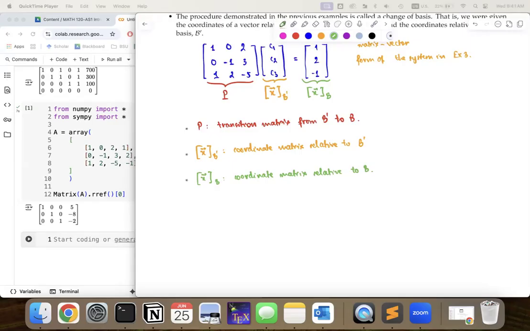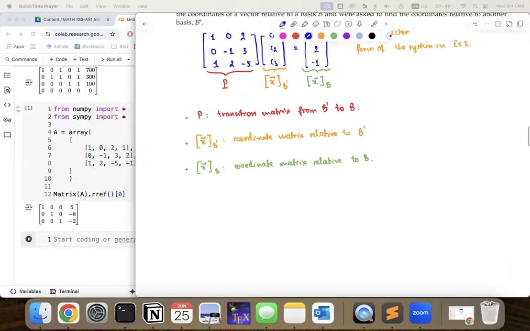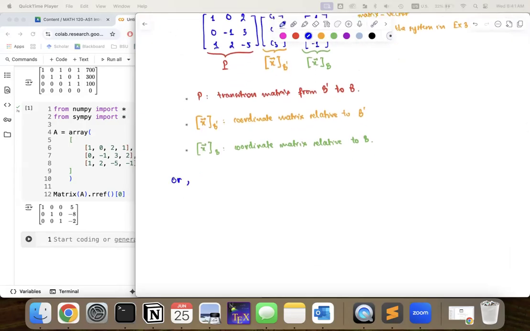All right. So a shorter way to write this is P times X sub B prime equal to X sub B, like this. So you say this is the change of basis from B prime to B.